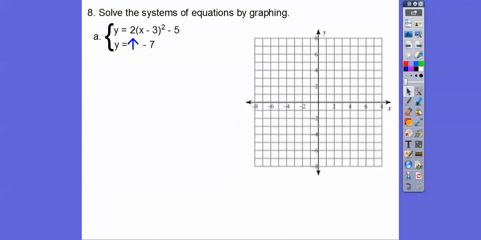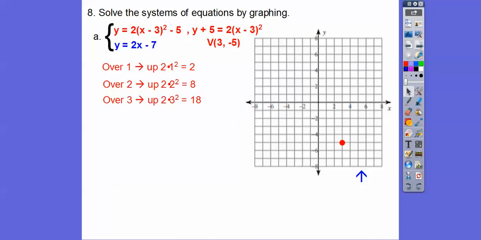To me, it's easiest to put this in vertex form, so I'm going to add 5 over here. Okay, and then now I can see that the vertex of this parabola is going to be at 3, negative 5. Okay, so at 3, negative 5. There it is right there. Over 3, down 5.